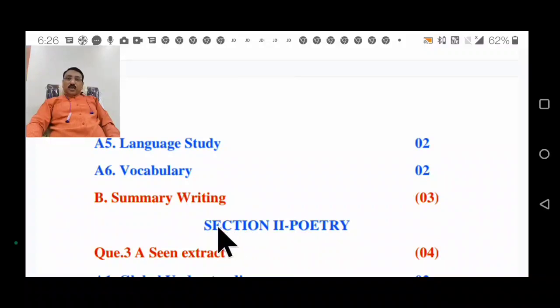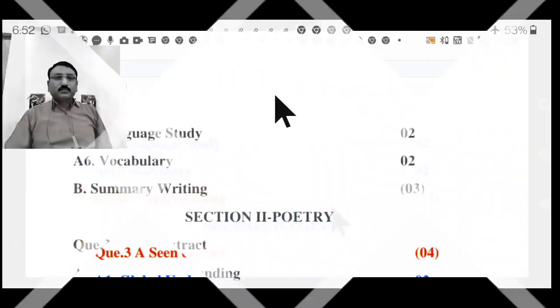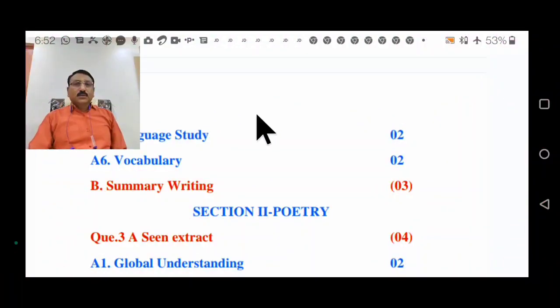Once more, I would like to advise the students should not copy and just paste the sentences from the given original passage. The students are hereby advised to write down the summary of the given passage in their own words. Now let us move to section number 2, which is entitled Poetry. In this section, you will have the activities based on poems.